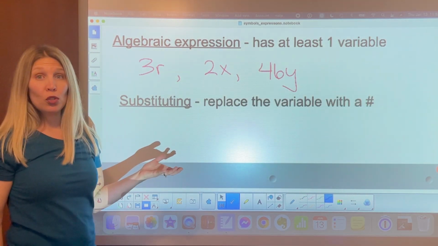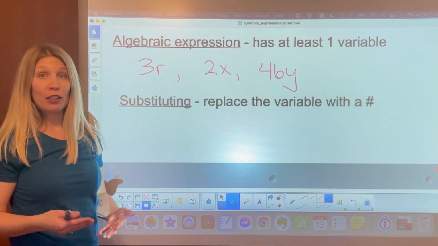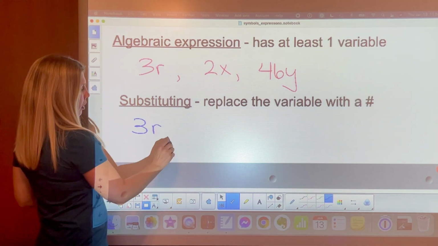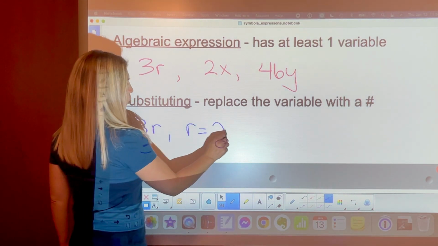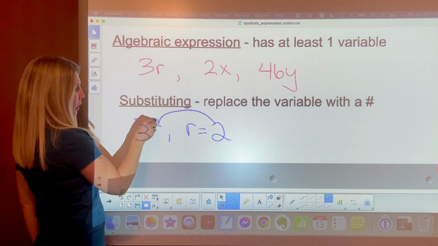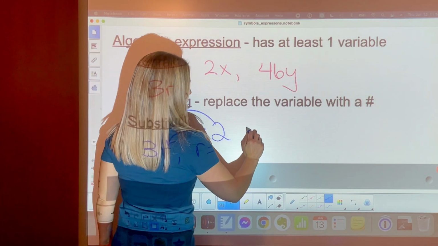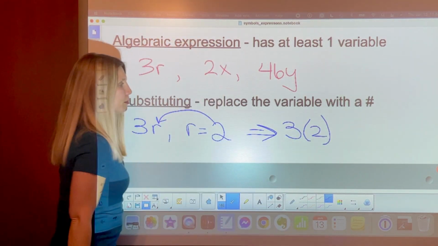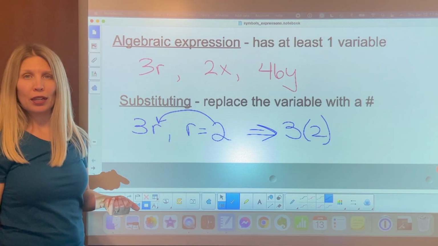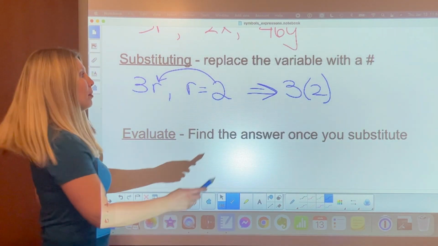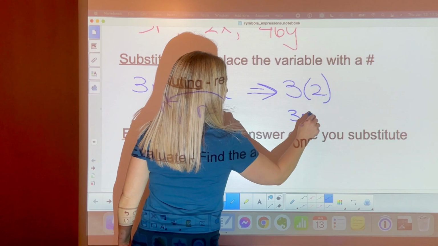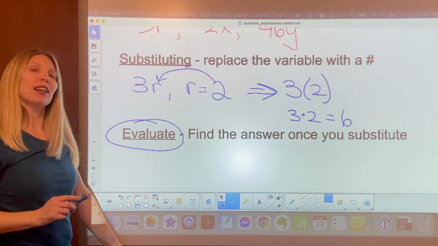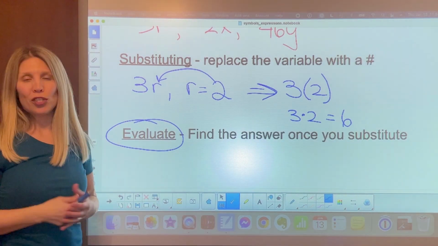Now when you talk about substituting, we're replacing that variable, that letter, with the number. So for example, if I say 3r, but I want r to equal 2, I'm going to take my 2 and put it in for r. So then it would become 3 times 2. And this is what you call substituting. Now when you solve that problem, this is 3 times 2, and you get 6. That is called evaluating. It's the answer you get once you substitute.